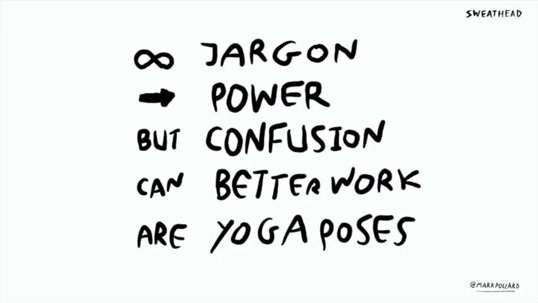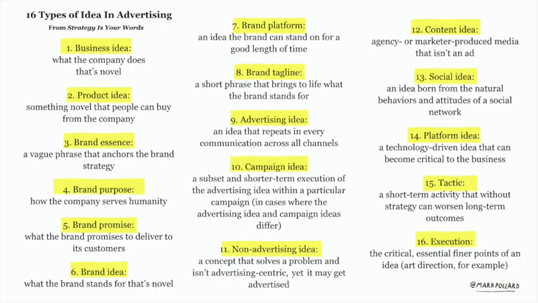Here are the key things to take away from this. We use a lot of jargon. We use jargon to assert power. Jargon can lead to confusion. When our jargon is defined, we can do better work. And these concepts are just tools available to you, like yoga poses. Please don't look for the way to do anything. You might want to come up with a few ways that you like to do your work, but don't seek the way out there. I think that's quite dangerous. They are many, but not all, of the types of idea in advertising. You're welcome.